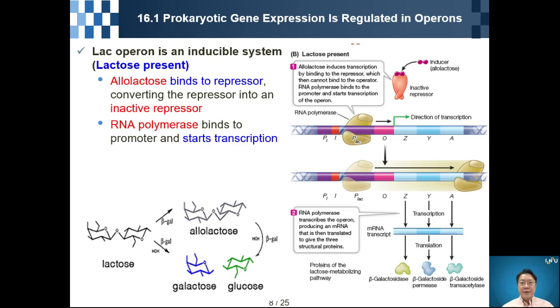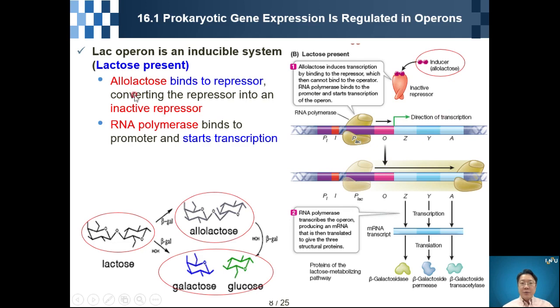Okay, so in this slide we will learn what happens when lactose is present. Allolactose functions as an inducer. So what is allolactose? This is lactose. Lactose can be changed to galactose and glucose, but sometimes lactose is changed to allolactose. Allolactose can also be cleaved to galactose and glucose.